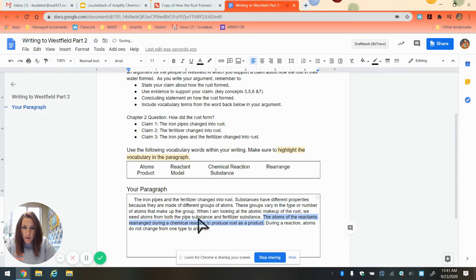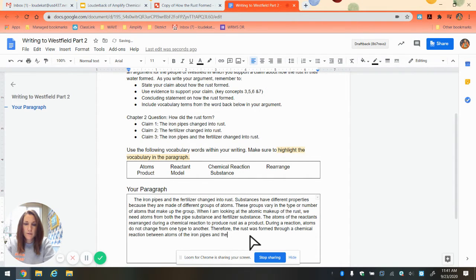Let's see here. There we go. And I can just say that, therefore, the rust was formed through a chemical reaction between atoms of the iron pipes and the atoms of the fertilizer. And actually, you know what? Now that I've typed that out, I actually like that better than my copy and paste. So even while I'm making this video, I am making changes and adjusting my paragraph to fit the best needs.